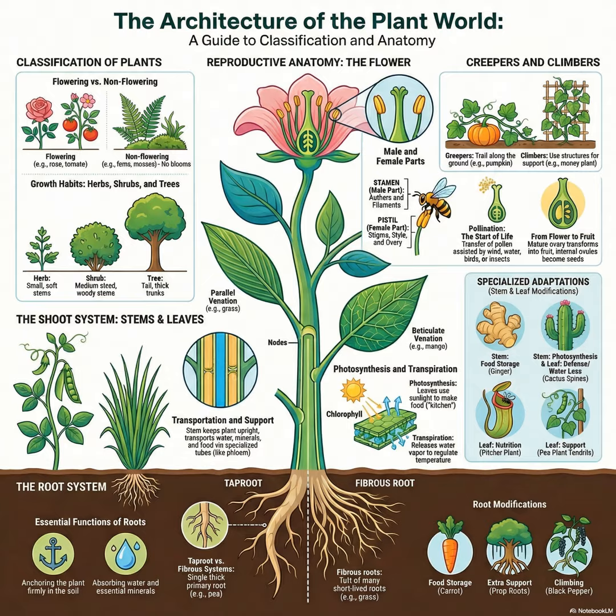And once that transfer happens, the magic starts. The flower's job is done. The petals dry up and fall off. The sepals fall off. The ovary at the base starts to swell up. It gets bigger and bigger, filling entirely with sugar and nutrients. And the ovary ultimately becomes the fruit.